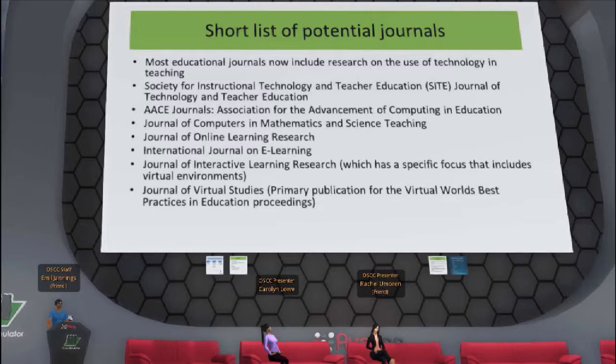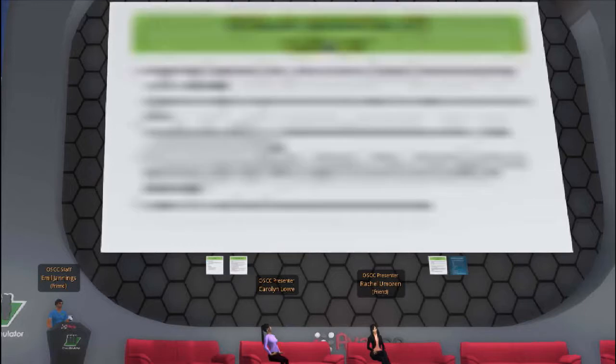And there are non-traditional approaches, like creating web-based educational information, as well as educational software or video. And YouTube is just kind of filled with those. But a short list of potential journals that you might publish in is listed on this slide. Many educational journals now include research on innovative technologies for teaching and learning. So it's not all inclusive, but these are some of your best bets.